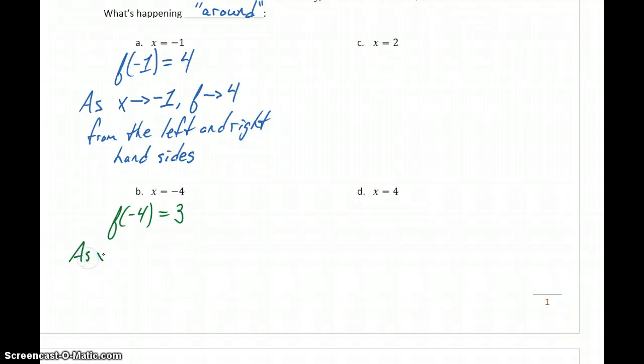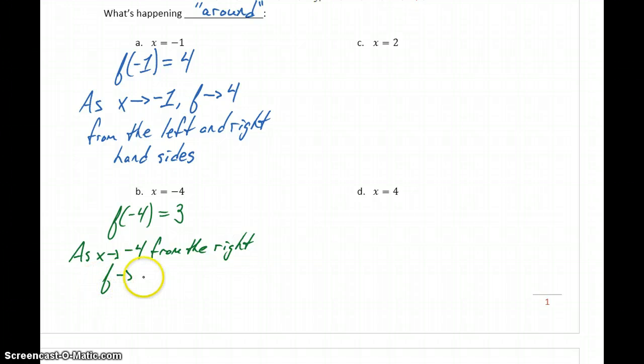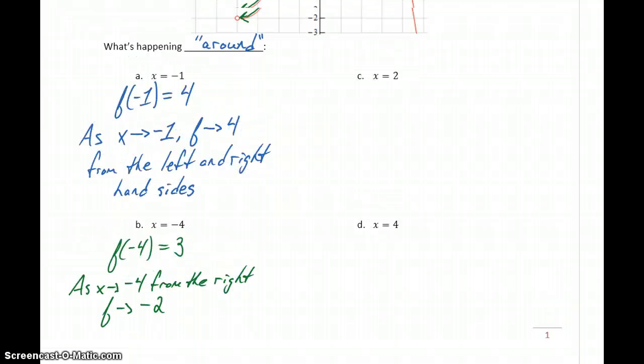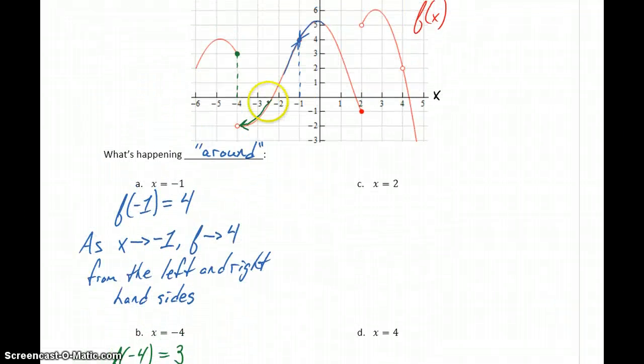So we could say that as x approaches -4 from the right, our function value is approaching -2. So in this case, notice that's different than the actual function value itself. We're just concerned with what value we are getting closer and closer to as we approach from the right-hand side. In this case, this is a point where the function is actually undefined.